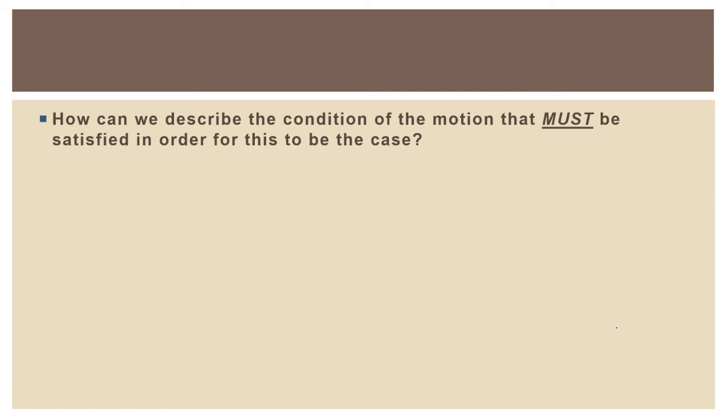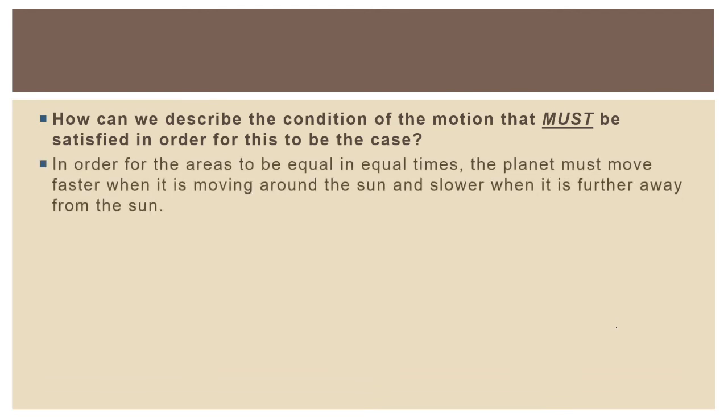Look at the diagram we just drew and see how the planet moves from A to B, and then look at it from C to D. And what we are saying is those areas are equal and those times are equal. What does that tell you about the planet? What it tells you about the planet is that in order for these areas to be equal in equal times, emphasis on in equal times, the planet must move faster when it is moving around the sun closer to the sun, and slower when it's further away from the sun.